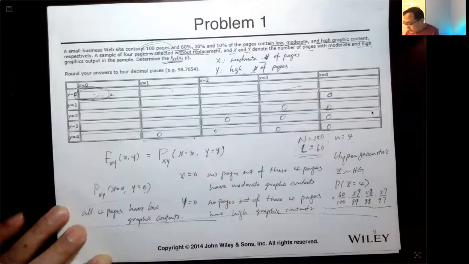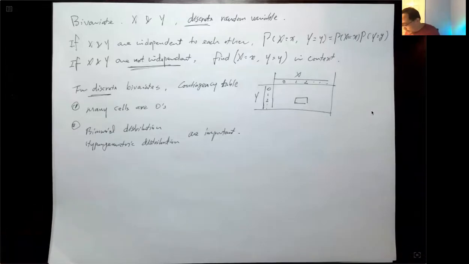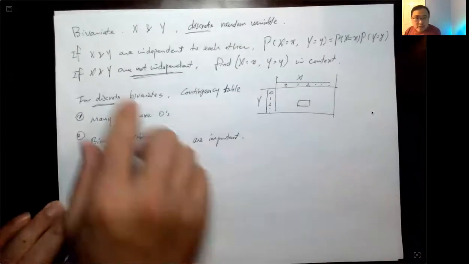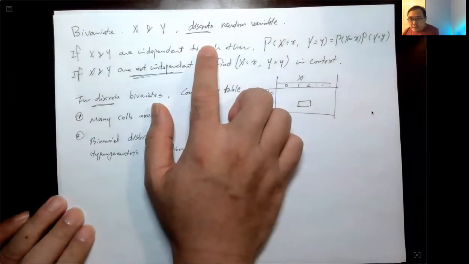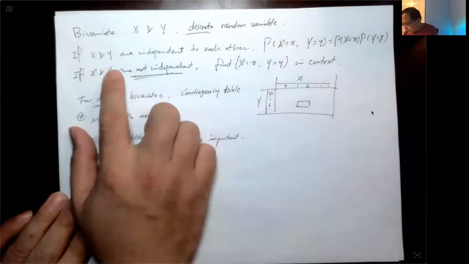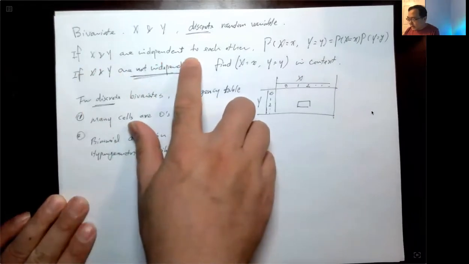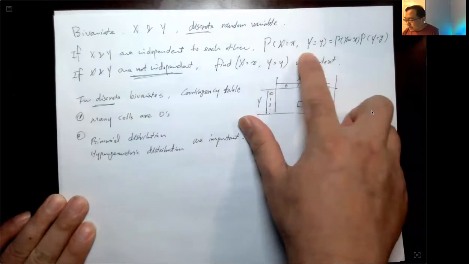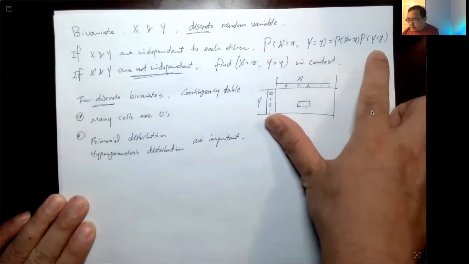All right, so let's see how to find the probability. As we said before, for bivariate X and Y discrete random variables, if they are independent, then the joint probability basically will be the product of the marginal probabilities.